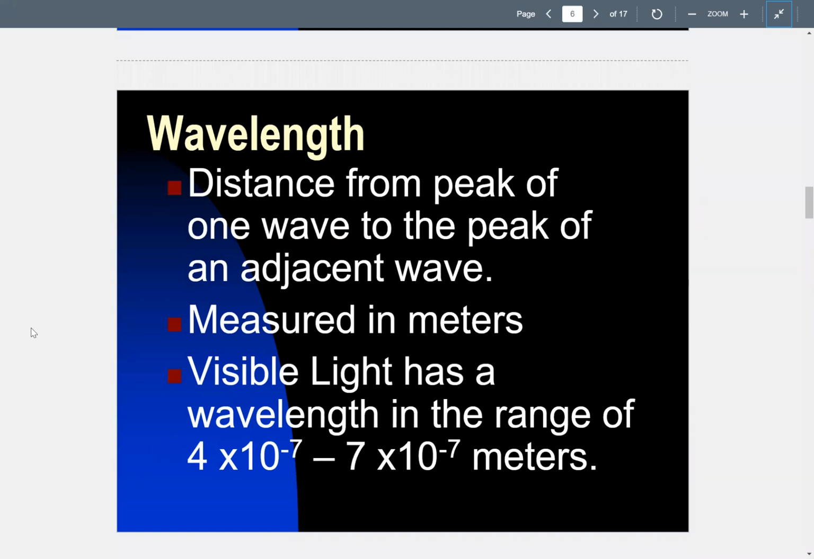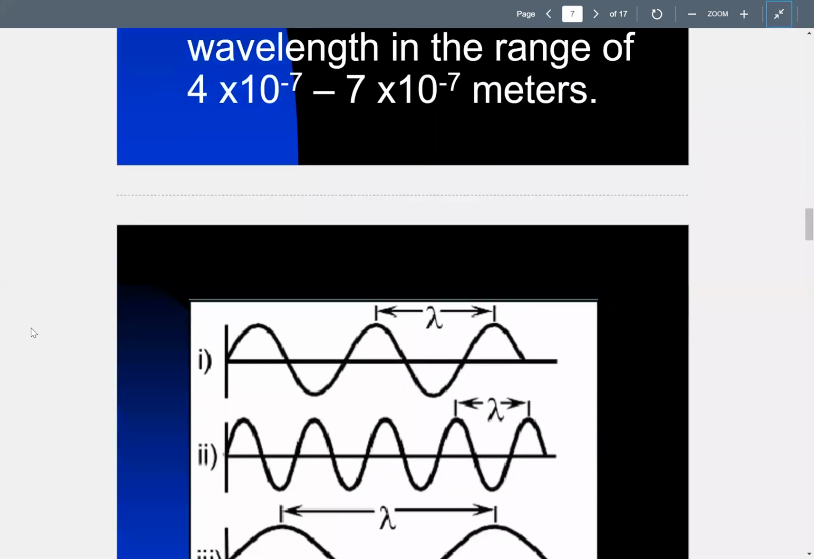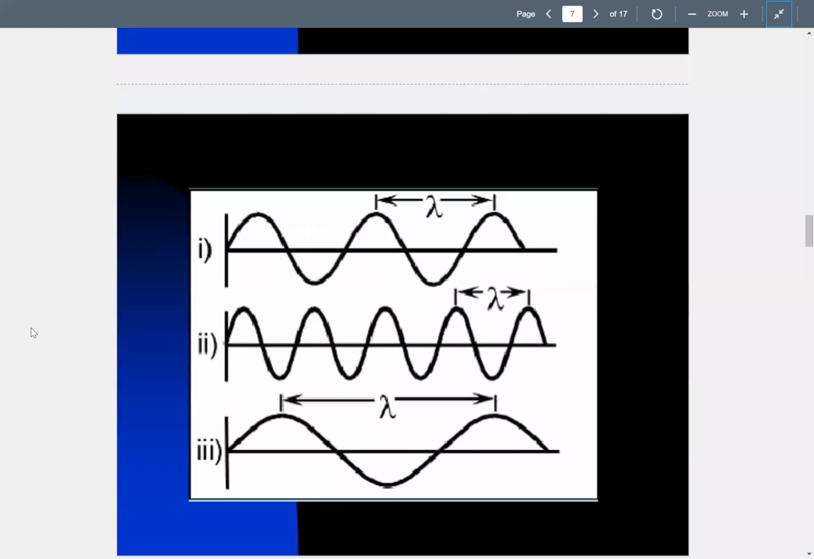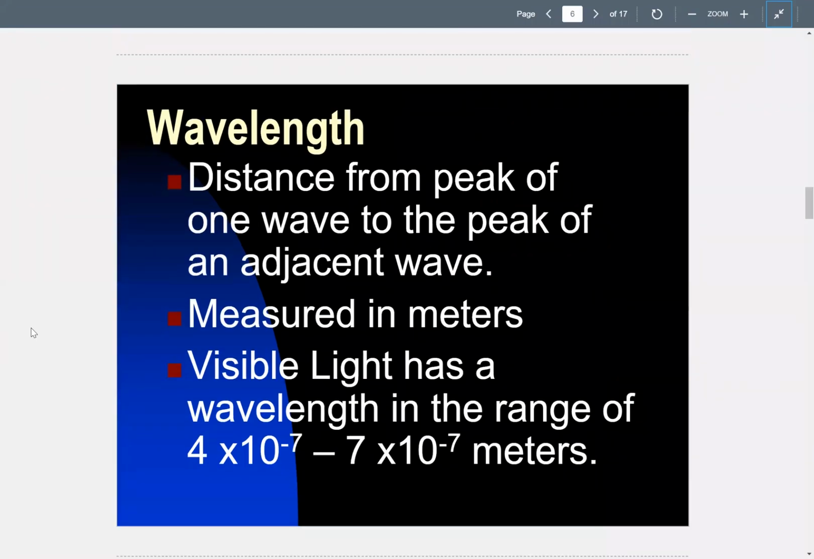For wavelength, this is going to be the distance between the peaks. And we give it the symbol lambda. You may have seen this symbol in the game Half-Life. It is not the Half-Life symbol. It is lambda, which is wavelength, which has very little to do with Half-Life, but they thought it was a cool symbol, so they put it on there. But as you can see, we have different distances between the peaks of the waves. And this is what we call wavelength.